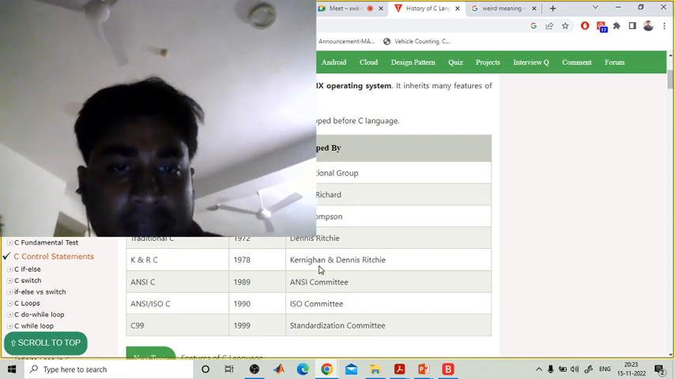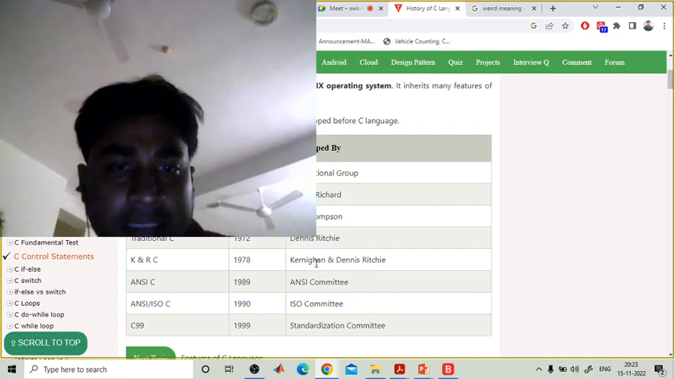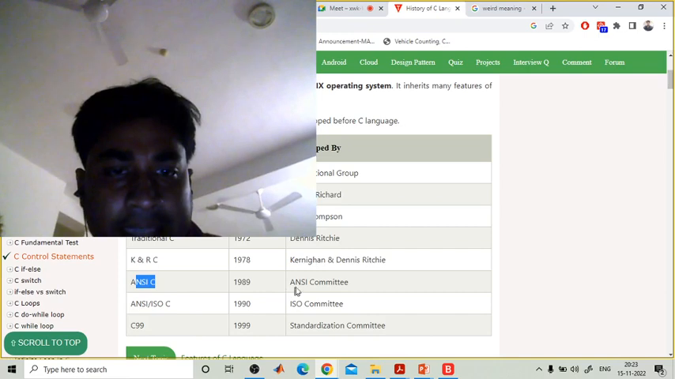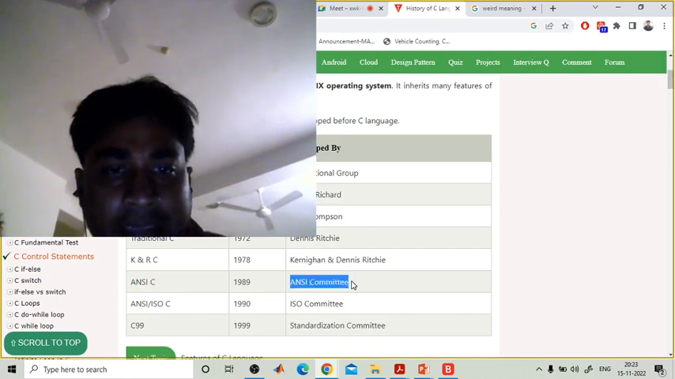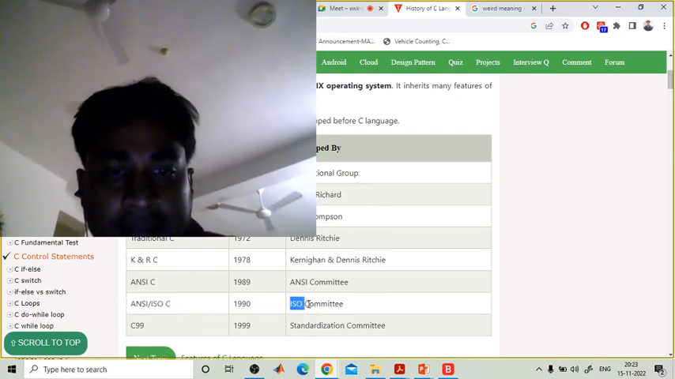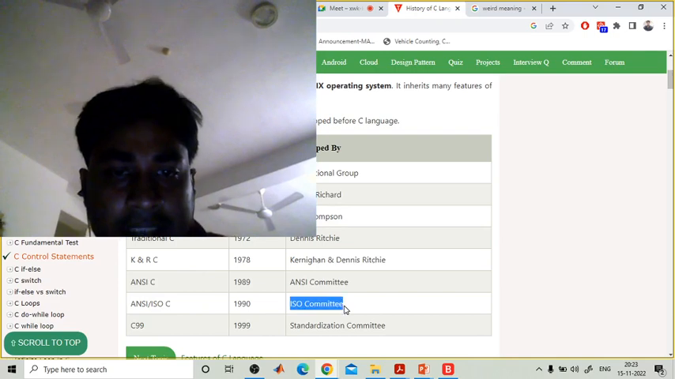K&R C language came, by Kernighan and Dennis Ritchie. ANSI C language is by the ANSI committee. ANSI means American National Standards Institute. Then ANSI/ISO C in 1990, that is by the ISO committee, that is the International Organization for Standardization.